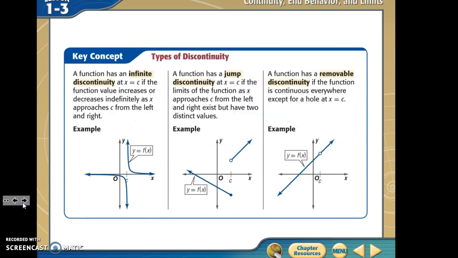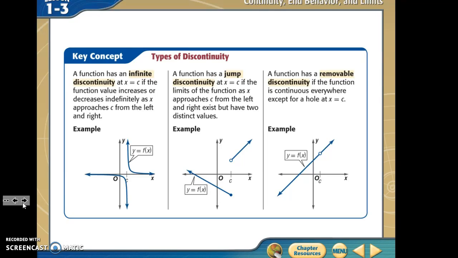So we have 3 different types of discontinuity that we're going to look at, and this is where we have a break in the graph. Just like that homework question, we have our rational function here where we're approaching from this side and this side. This is an infinite discontinuity at x equals c. The function value increases or decreases indefinitely as x approaches c from the left or right.